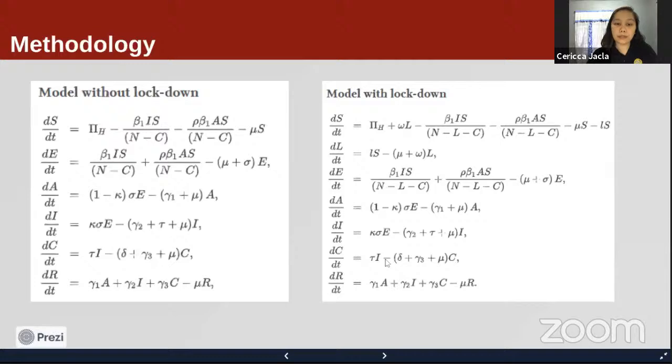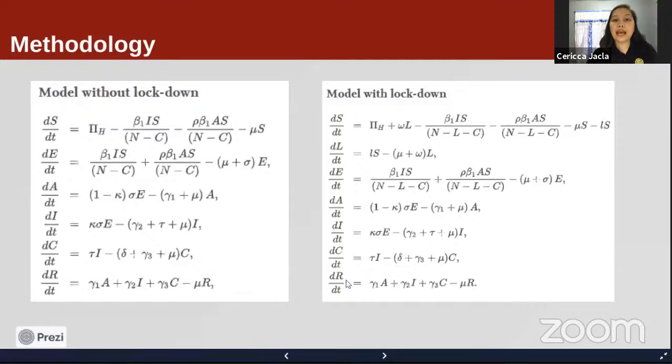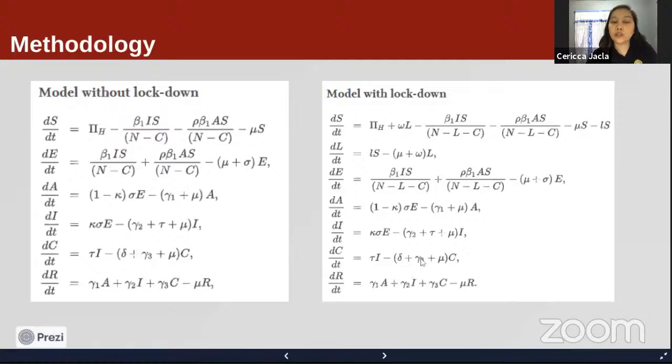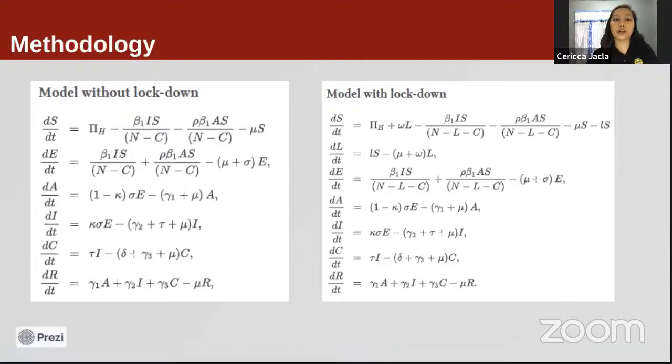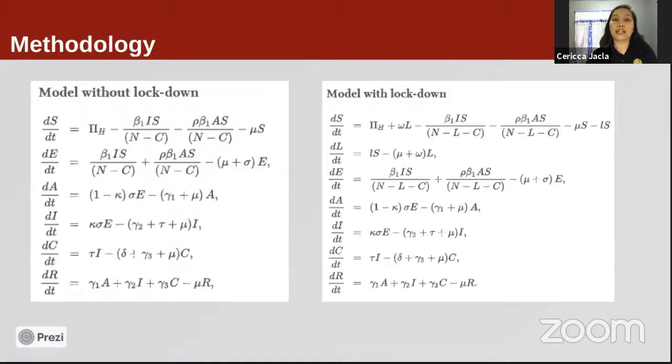The hospitalized population is decreased by the recovered patients in the hospital, and it is also decreased by natural death, which is still considered, and those who died from another underlying disease. And the population of those who got recovered is just the summation of those who recovered from asymptomatic, symptomatic, and those who are in the hospital, minus, of course, the rate of natural death.